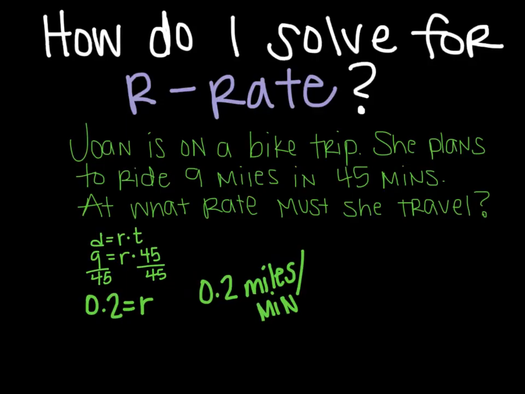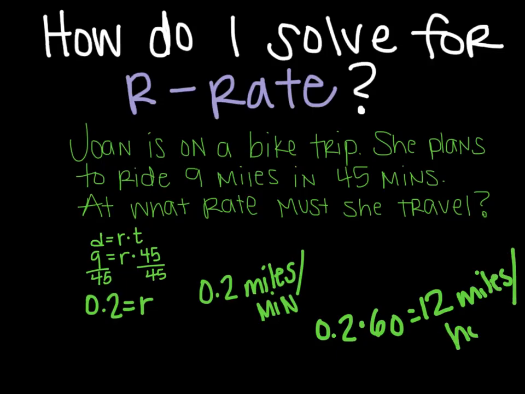So take that 0.2 and times it by 60, and that will give you 12, which means she can go 12 miles per hour. So 12 miles in 1 hour, and that's typically how we measure things, as miles per hour instead of miles per minute.